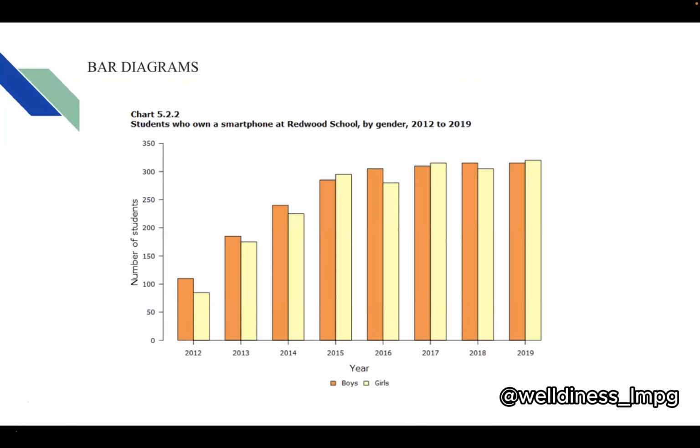So now let's sum it. For the boys, we have 110 plus 190 plus 240 plus 250 plus 300 plus 310 plus 320 plus 320, which will give you 2040. So let's check for the girls.